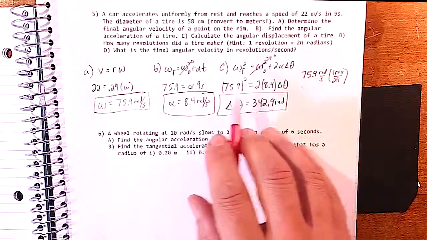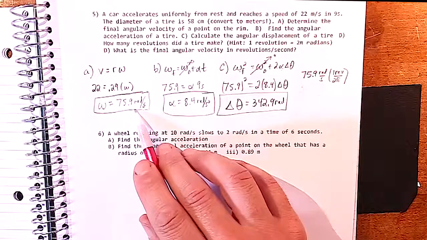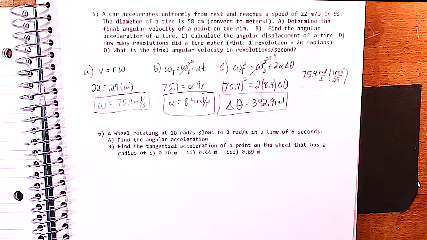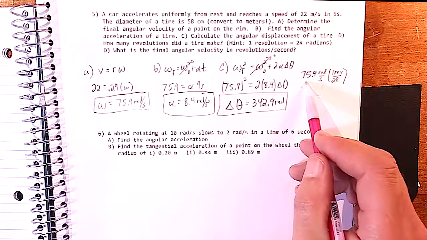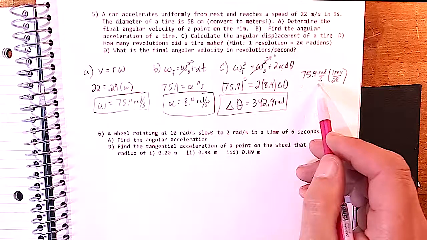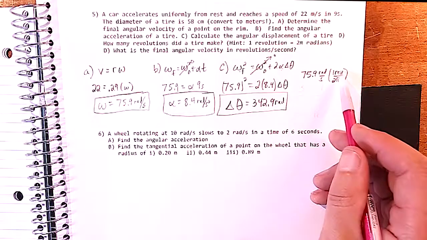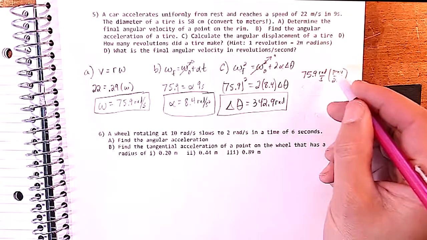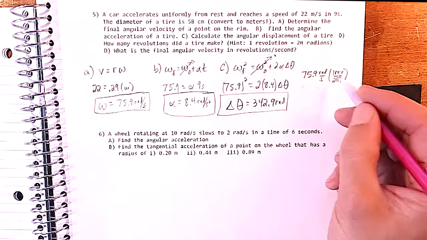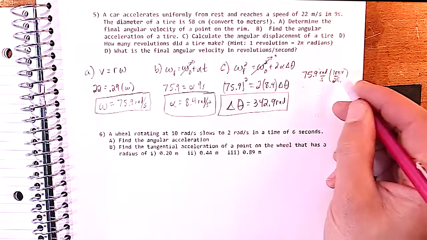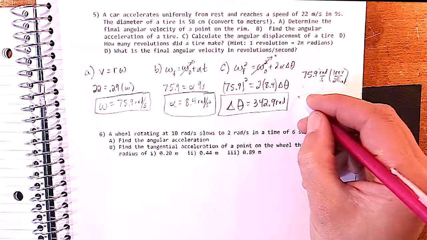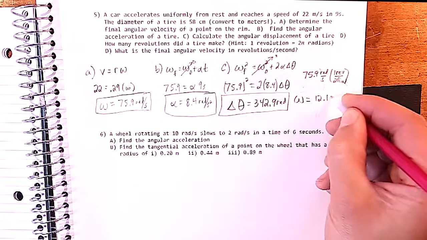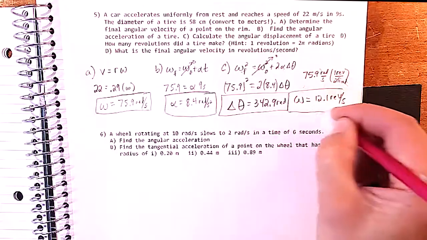What is the final angular velocity in revolutions per second? So this is a little tricky. We know what it is in radians per second, but they're asking us essentially not to calculate something new, but to do a conversion. So we know we have 75.9 radians per second, and 1 revolution is 2 pi radians. So if we multiply through, and we'll be dividing by 2 pi, radians will cancel, and we'll be left with revolutions per second. So that angular velocity in revolutions per second is 12.1 revs per second.